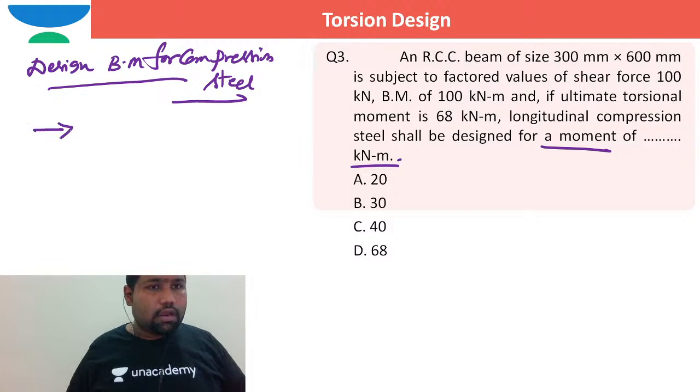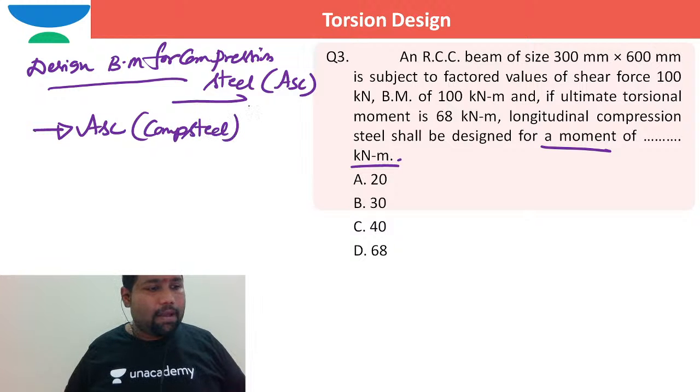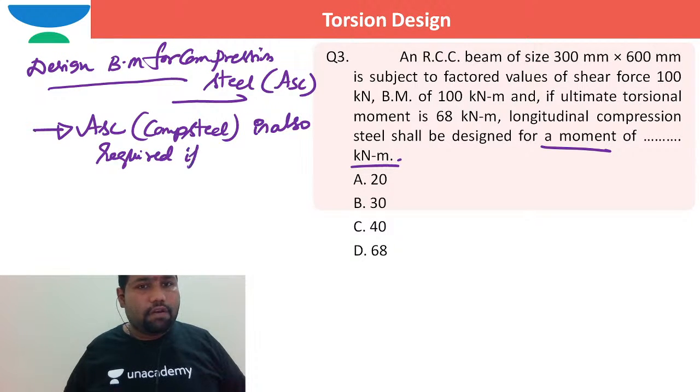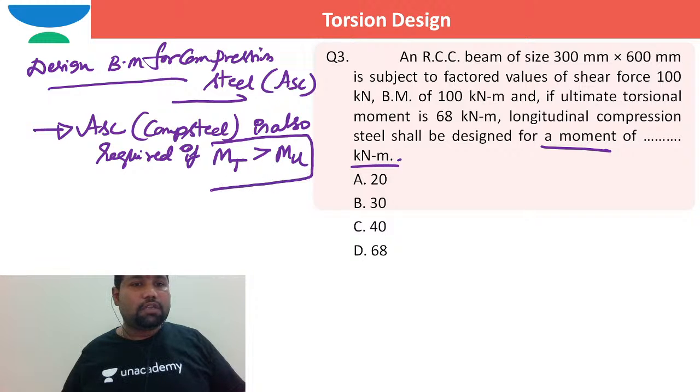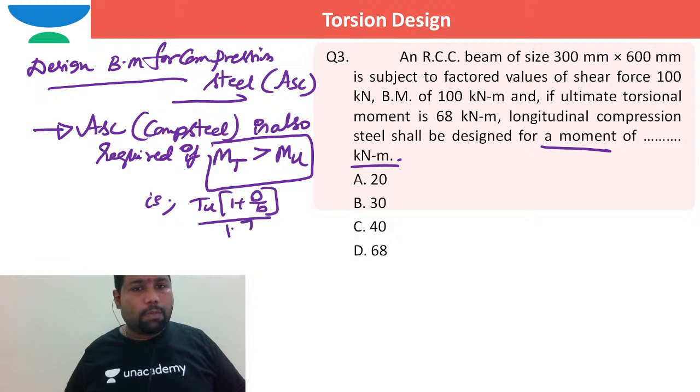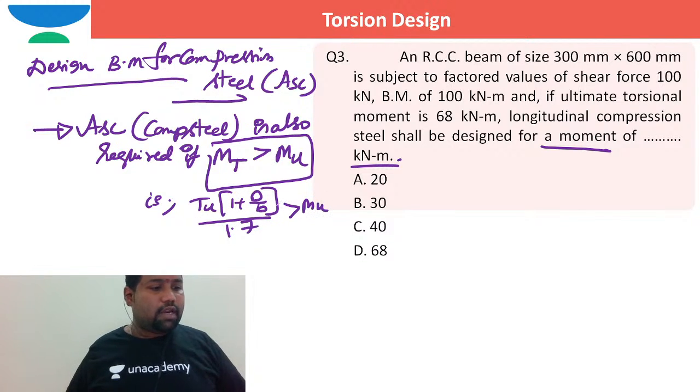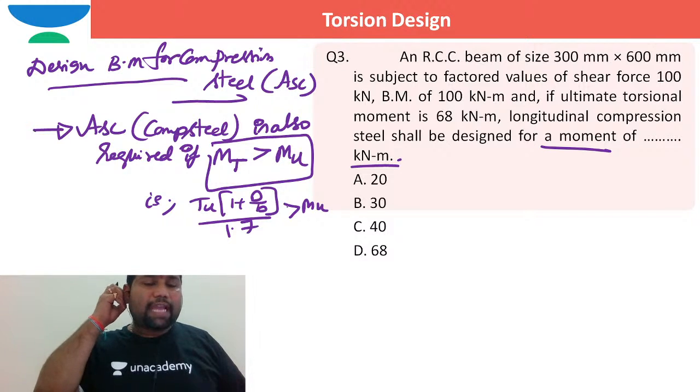I can say here Asc, the area of steel in compression, is also required if the bending moment because of torsion is more than the bending moment because of external loads. What is Mt? Mt stands for the bending moment because of torsion. So when Tu into (1 plus D by B) divided by 1.7 is more than Mu, then I need to work out the extra compression steel.